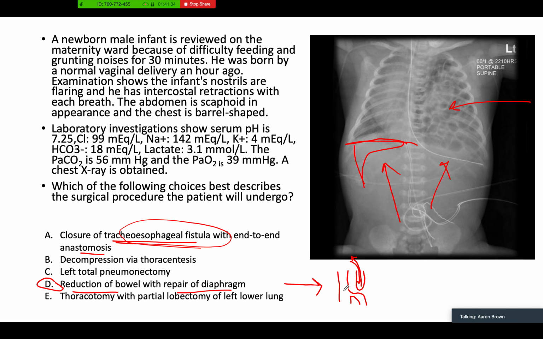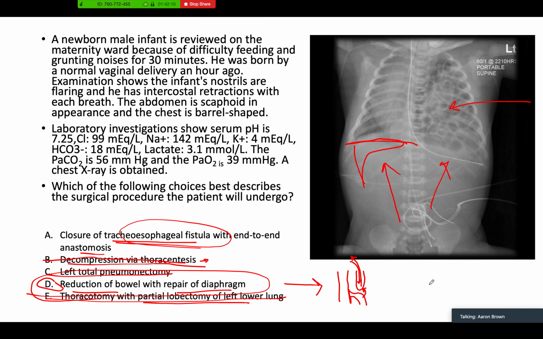And so what we need to do here is to repair, we need to close this fistula and then connect these two parts of the esophagus together. Okay, great. Decompression via thoracocentesis. This would be if we had some kind of pneumothorax, where we have a collection of air in the pleura. We don't have that here, so we can take that one out. Left total pneumonectomy. Do we want to take out the left lung? Probably not. So we'll take that one out too. Thoracotomy with partial lobectomy of the left lower lung. No, that doesn't sound good either. So great. Excellent. And you picked it right off the bat.